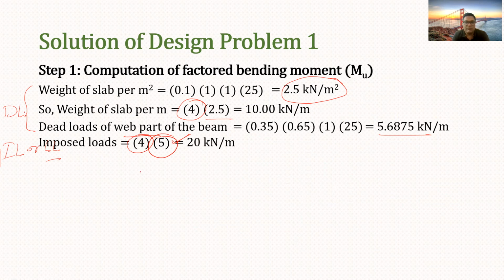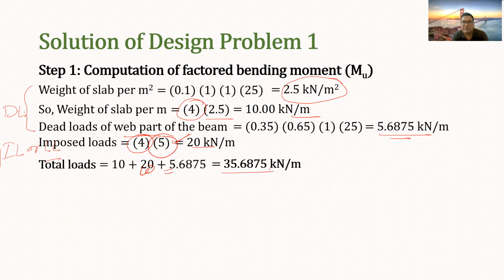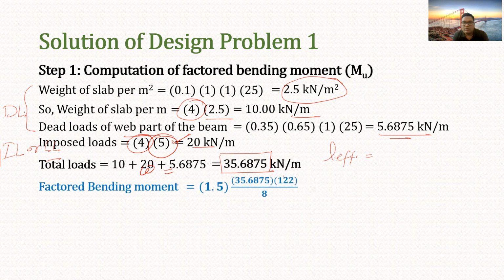So now the total load, which is W, it will be 20 plus 5.6875 plus 10. So that becomes 35.6875. So now we got the value of W, and effective span is already given in the question. So we can now calculate the bending moment, which is WL square by 8. Now I have directly multiplied this with the load factor. So in limit state, we take load factor as 1.5 for dead load and live load as well.